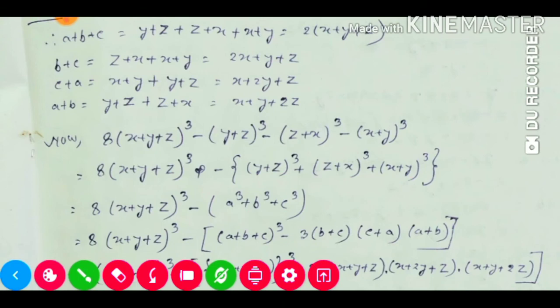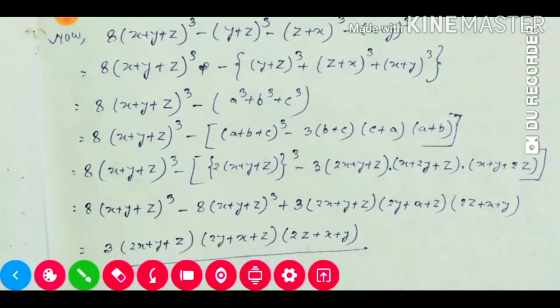Now we'll apply the formula for a cube plus b cube plus c cube. The formula is a plus b plus c whole cube minus 3 into b plus c into c plus a into a plus b. From what we got, a plus b plus c is equal to 2 into x plus y plus z whole cube. So we'll give this minus 3 into the b plus c value we got, here the c plus a value we got, and the a plus b value also we'll put here.